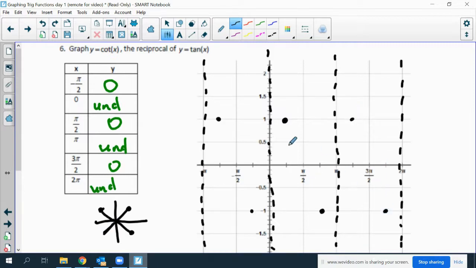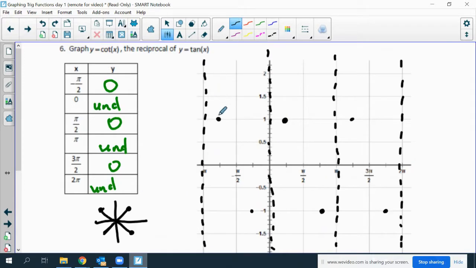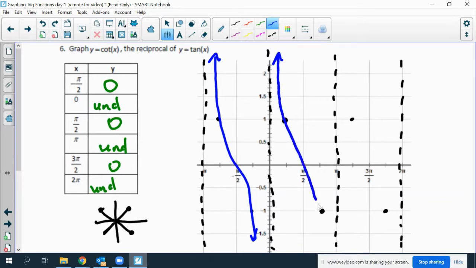And so what ends up happening, just like here, remember the reciprocal of 1 is 1, and the reciprocal of negative 1 is negative 1. So these points end up being in the same spot, and my cotangent graph is going to look kind of like this. And once again, this one repeats every pi.